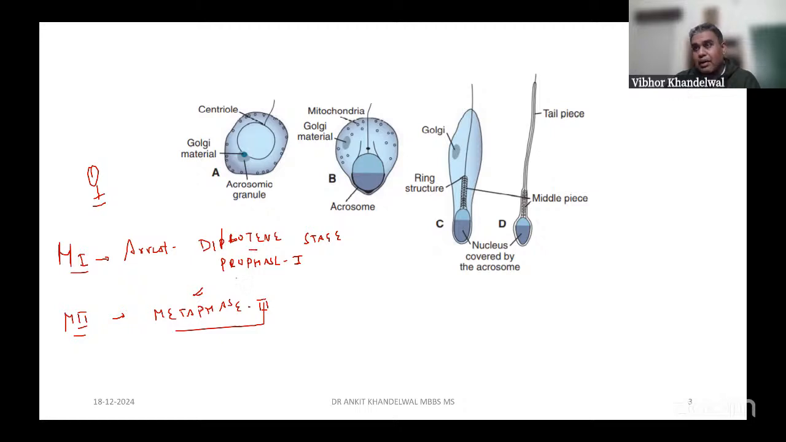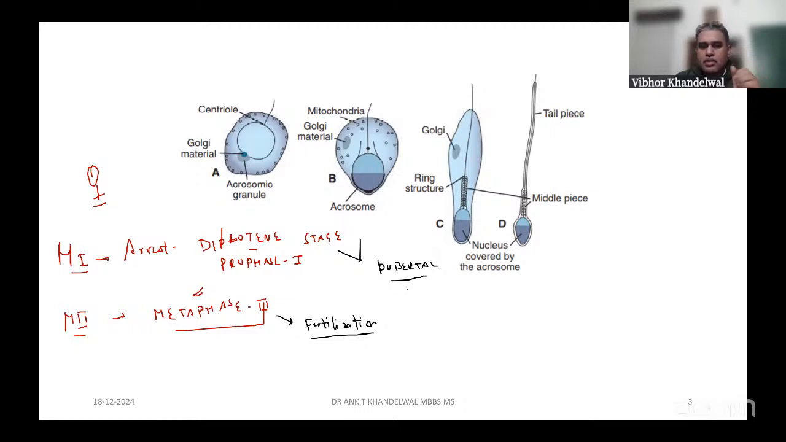Now, when do they come out of arrest? This is another question. So do remember that this first meiosis, when it gets arrested in diplotene stage of prophase 1, it comes out of the arrest when the female child attains pubertal age. And after that, a specific number of oocytes will come out of the arrest. And what about this metaphase 2 arrest? It will come out of the arrest only at the time of fertilization. When the sperm tries to enter into the secondary oocyte, only then will meiosis 2 come out of the metaphase 2 arrest.